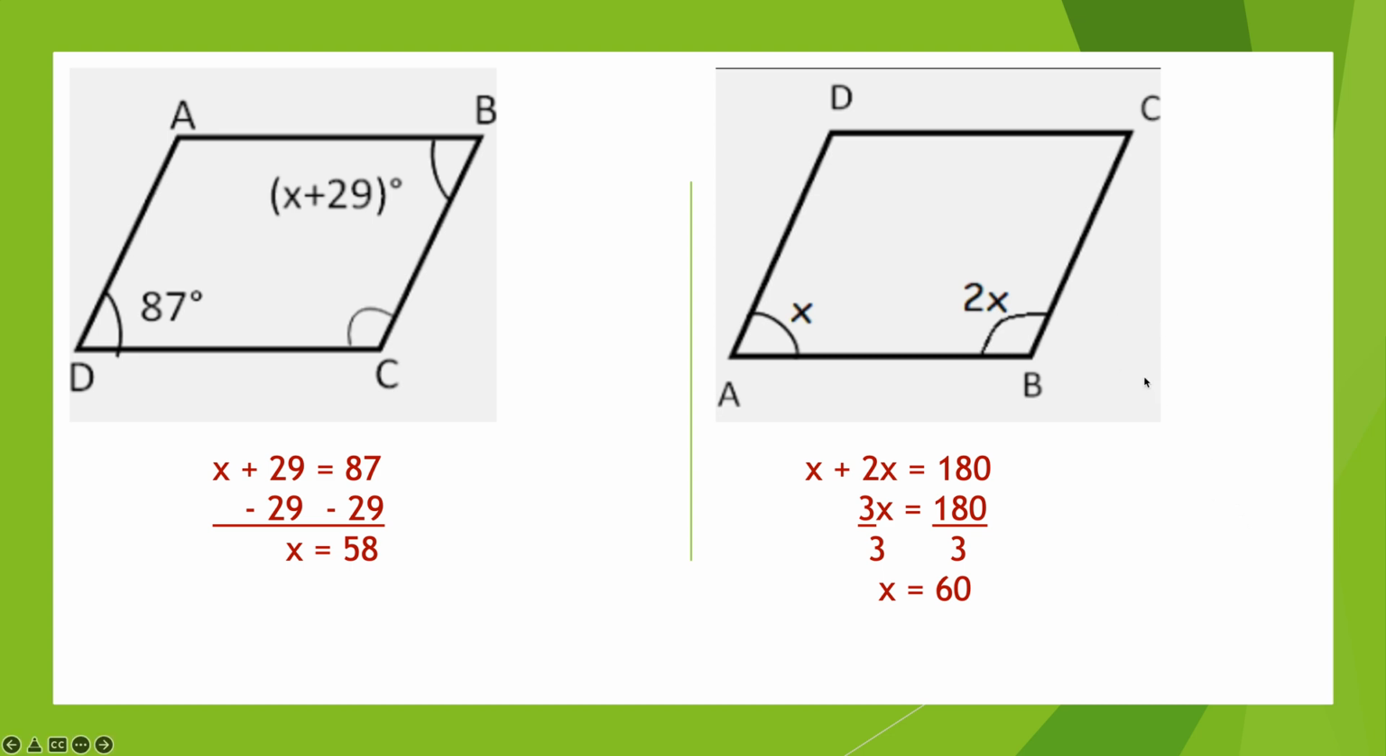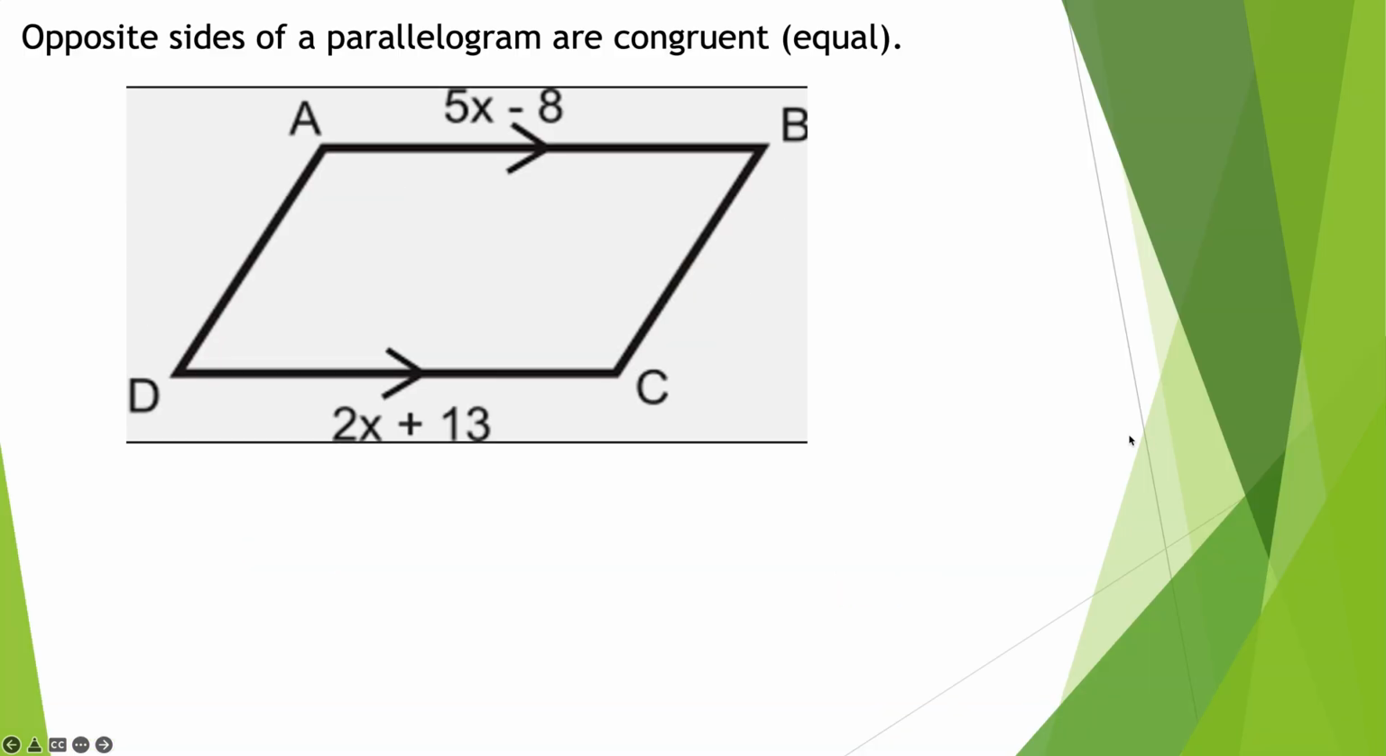Okay. Next up, we talked about the angles. We now need to talk about the sides. The opposite sides of a parallelogram, both pairs, are going to be equal to each other. So this line at the top, called AB, that's going to equal CD. And AD on the left is going to equal BC on the right. But in this case, we only have top and bottom, so they're equal to each other. So because we know they're going to be equal, I can write the equation 5x minus 8 equals 2x plus 13, and then we can solve. Go ahead.